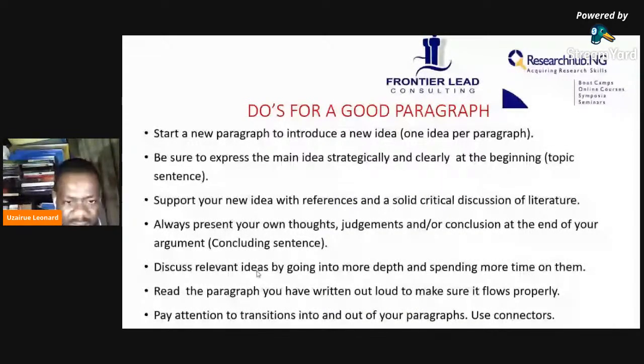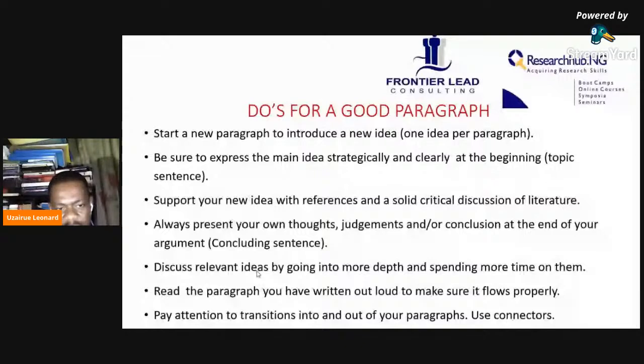Then support your new idea with references and a solid critical discussion of literature. That's what you present. Okay, let's take it this way. I'm talking about using molecular techniques to detect resistant genes in Plasmodium. That is the idea. Then your supporting sentences should be references of what people have done, what has been said about the use of it.